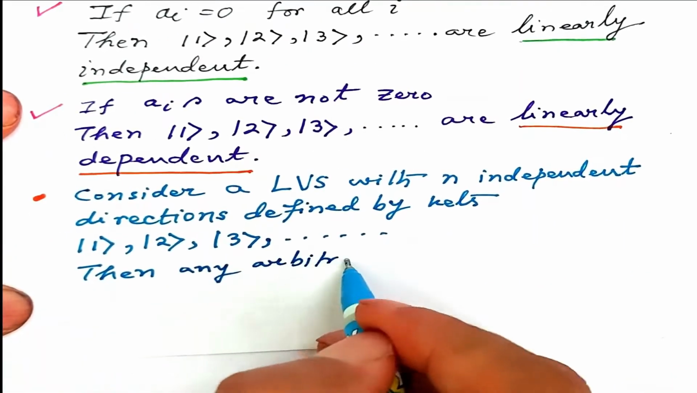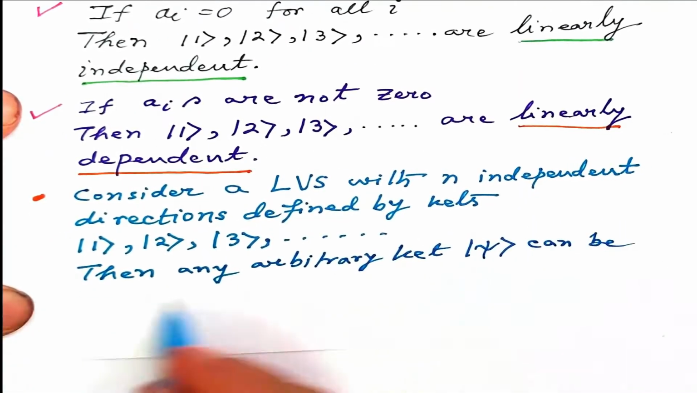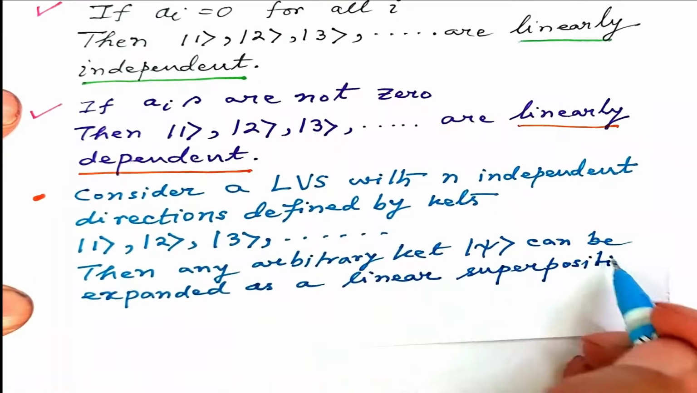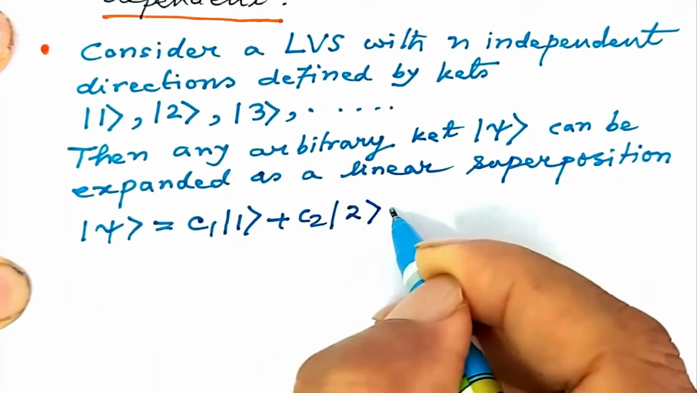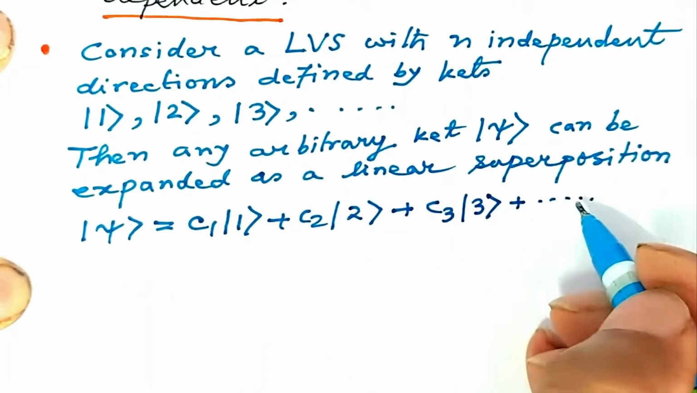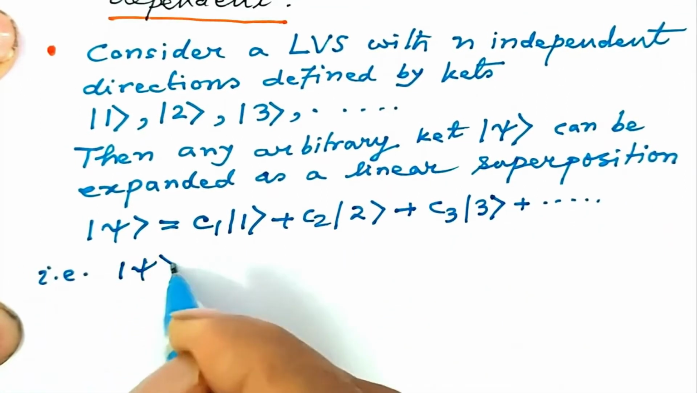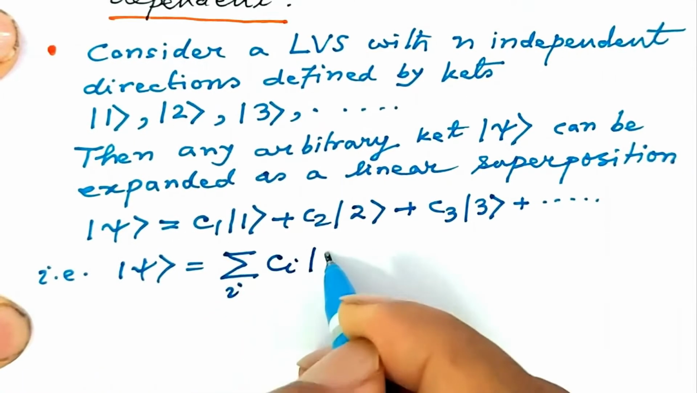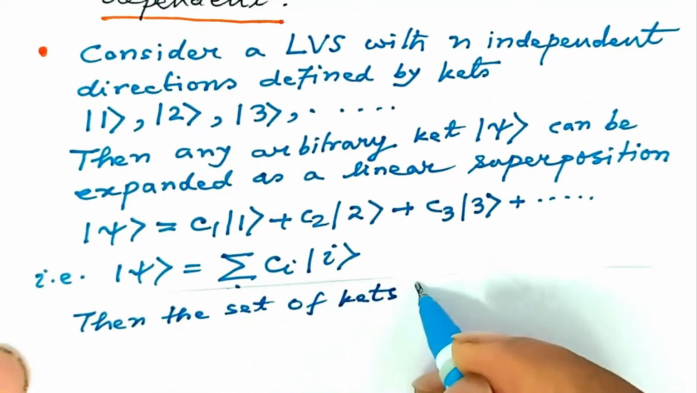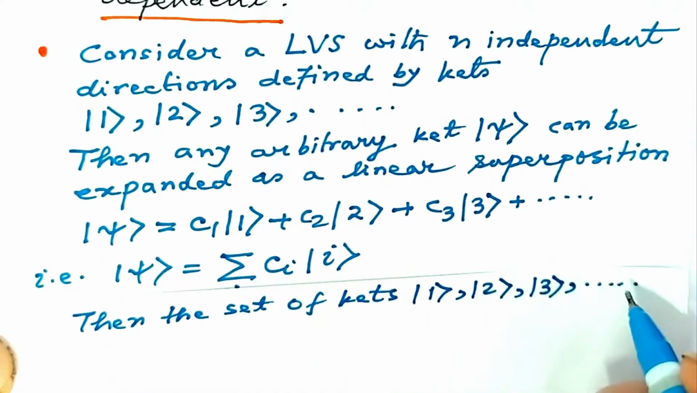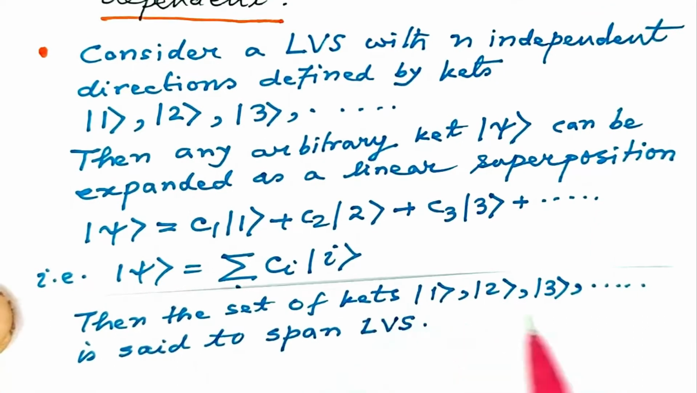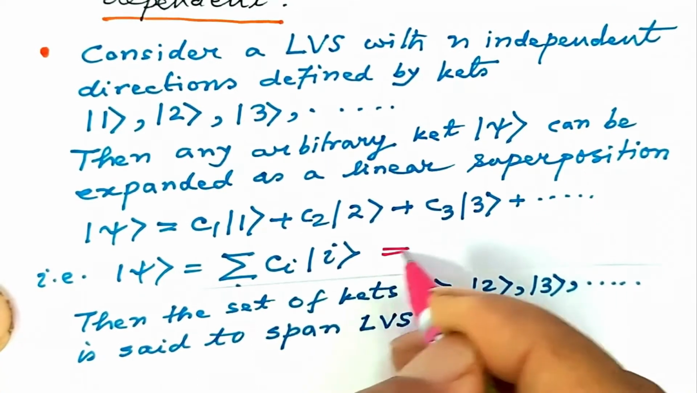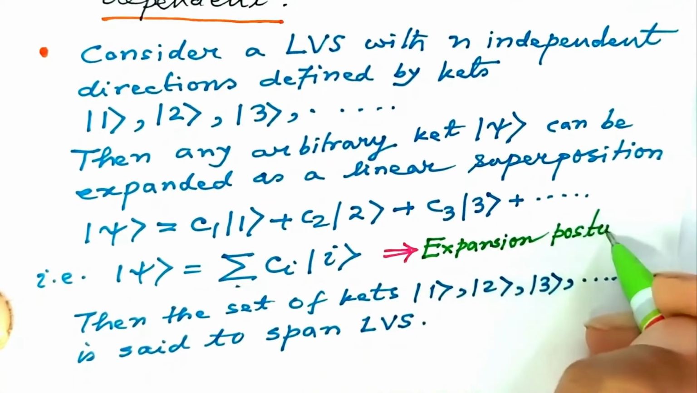Consider a linear vector space with n independent directions defined by kets ket1, ket2, ket3, etc. Then any arbitrary ket psi can be expanded as a linear superposition, ket psi equal to c1 ket1 plus c2 ket2 plus c3 ket3 plus etc. That is, ket psi equal to summation over i ci ket i. Then the set of kets is said to span the linear vector space, and this relation is referred to as the expansion postulate.